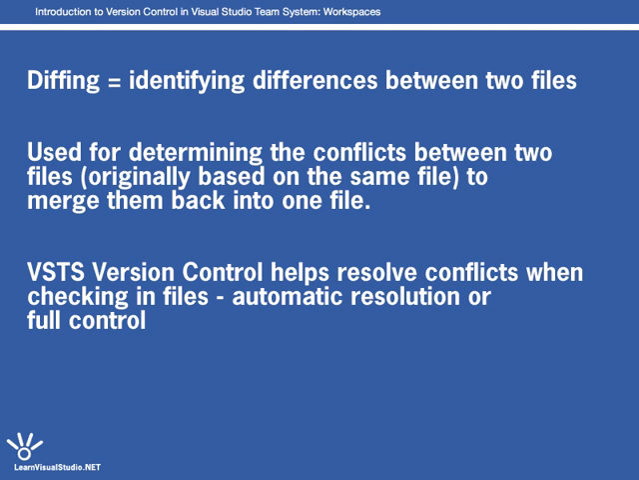The first scenario is when diffing two branched versions of the project back into a single project. The second scenario is when you want to unshelve items back into a local version of the project before checking in the new pending changes. In both of these scenarios, Visual Studio Team System shows the conflicts and leads you through the process of resolving them.